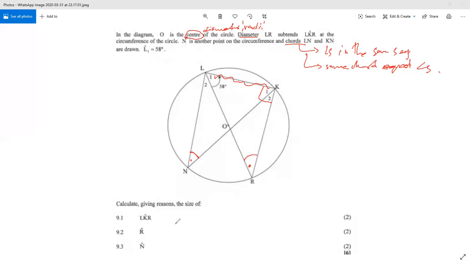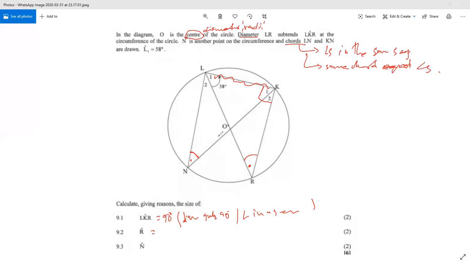So calculate, giving reasons, the size of LKR. Guess what? As you were filling in the information, you already knew the size of LKR. So LKR is actually 90 degrees. Why? Because diameter subtends 90, or you can say angle in a semicircle. I'm just not going to write in full because you can hear me and I'm sure you are following clearly.